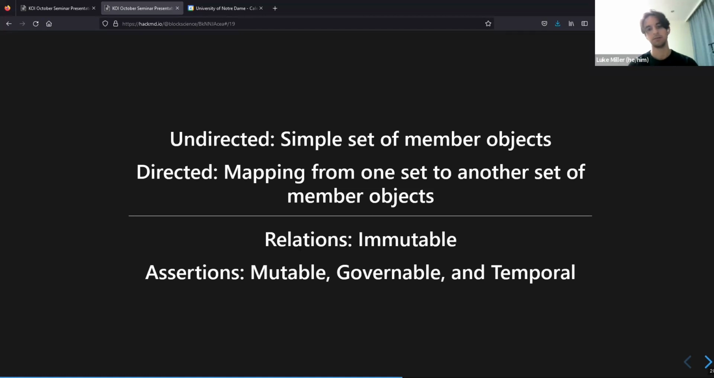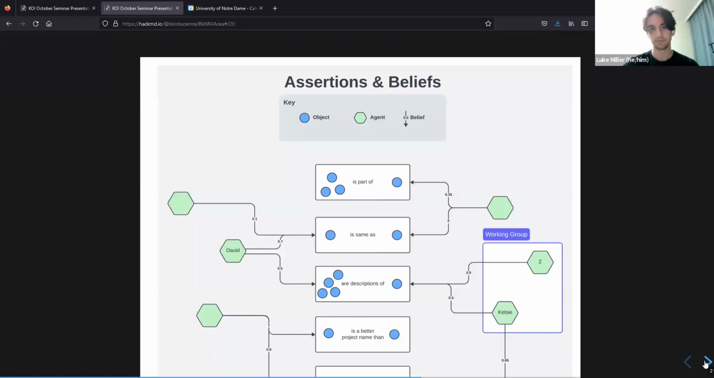These three attributes tie together. Each assertion will have a complete historical record, a transaction chain, which shows all the mutations that take it from its initial state when it was created to its current version. And then the governance is how we decide when those mutations are made. I can speak on this a bit.